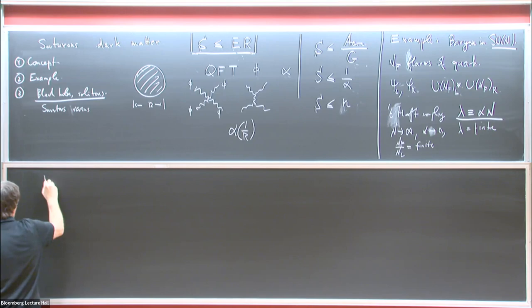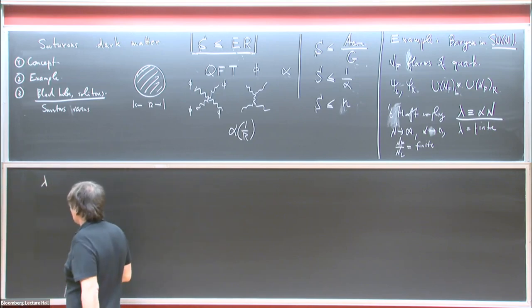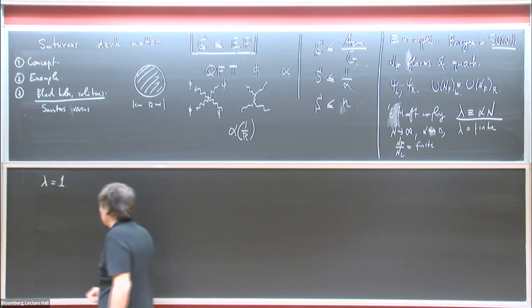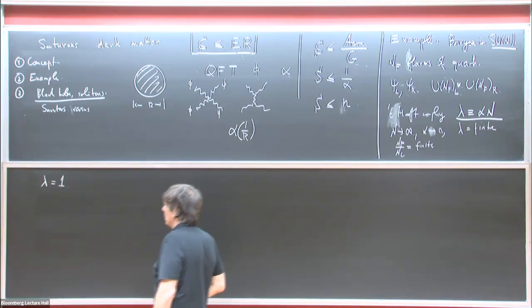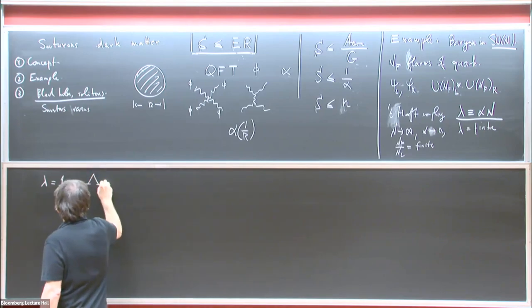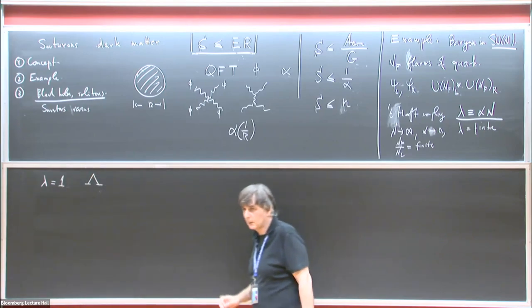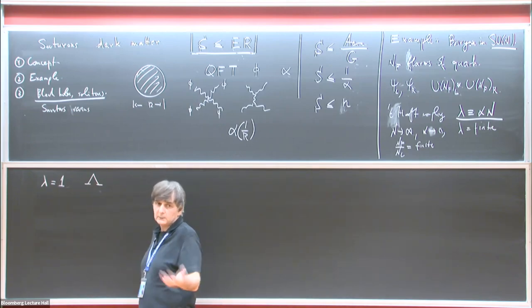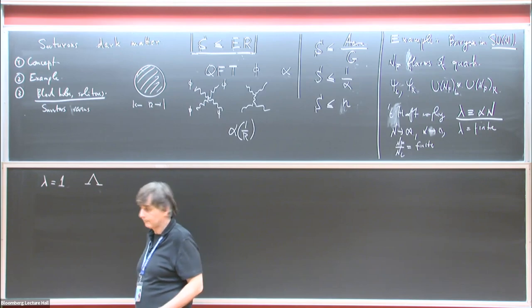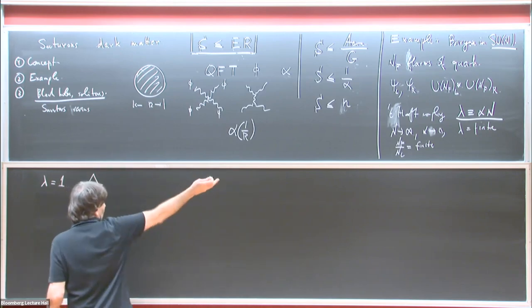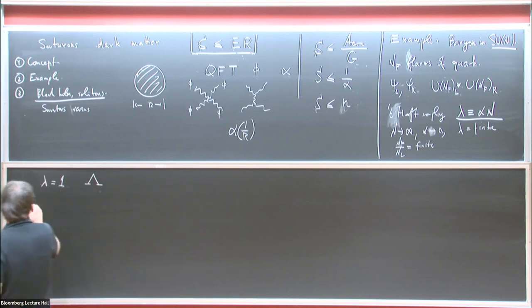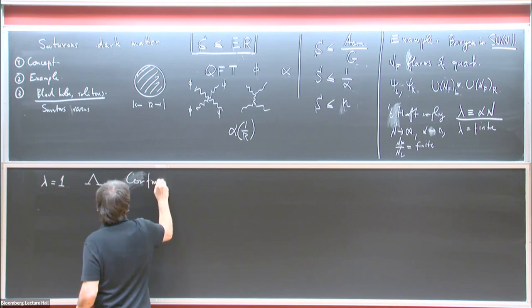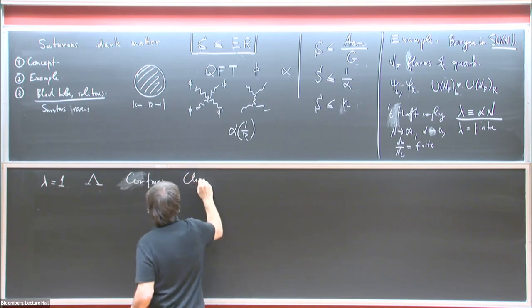In this theory we know what happens. The top coupling runs and becomes order one, becomes critical, which is one, at the scale lambda, and that's the QCD scale. The theory confines at that scale, and there is also chiral symmetry breaking because of the quark condensate. So there is confinement and chiral symmetry breaking.